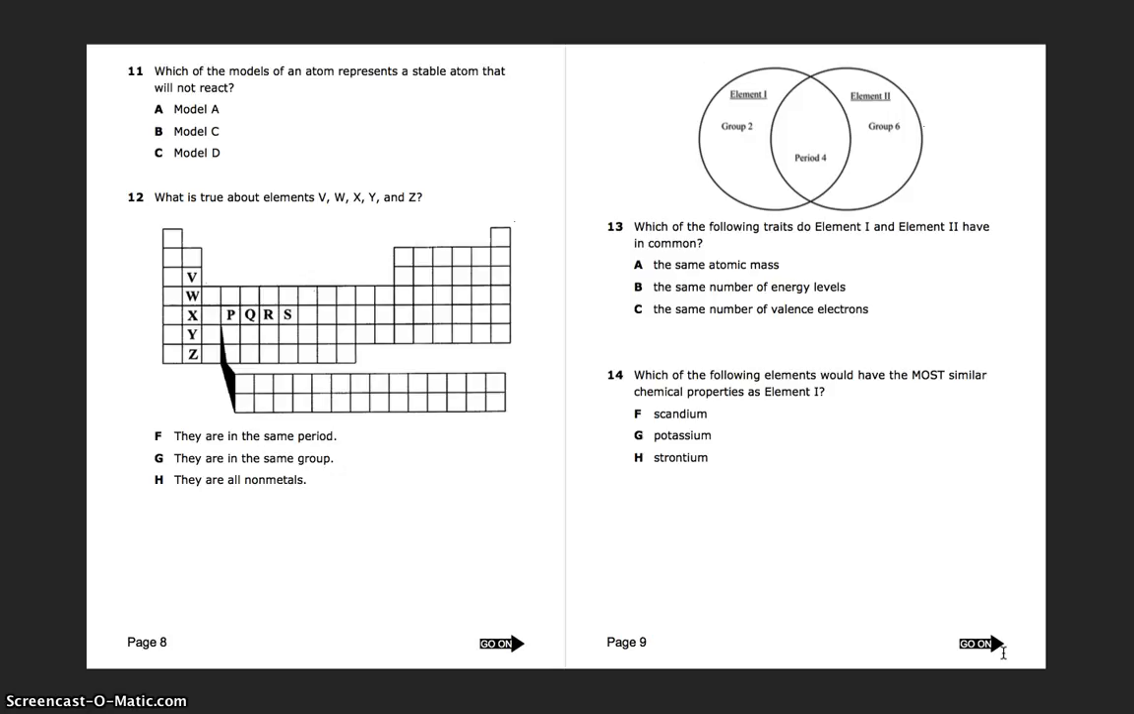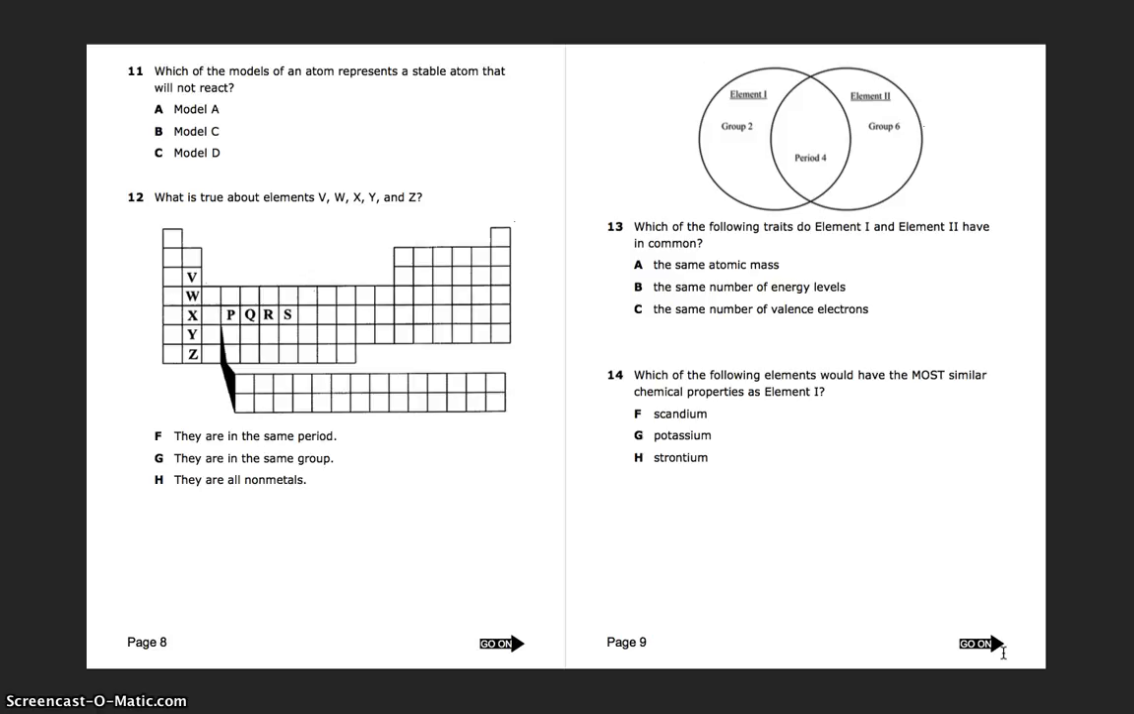Number 13. Which of the following traits do element 1 and element 2 have in common? A. The same atomic mass, B. The same number of energy levels, C. The same number of valence electrons.